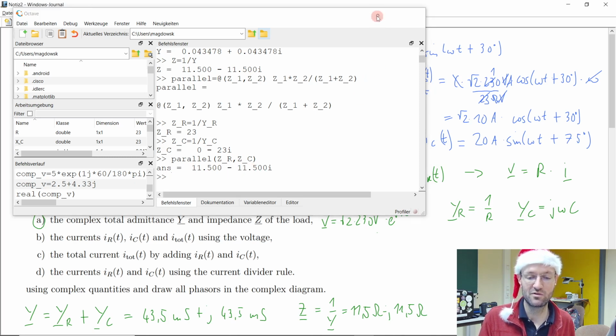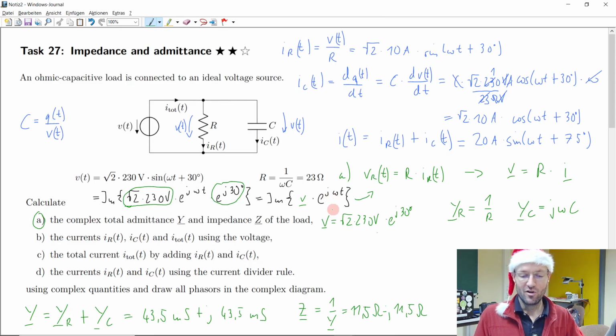So this is what I mentioned. Remember all what we did with resistive circuits? Everything now applies, you just need to calculate with complex numbers. And calculating with complex numbers is not a problem if you can use MATLAB or Octave, because there everything works internally. You just need to use these formulas. Okay, so we have calculated total admittance and total impedance of the load.